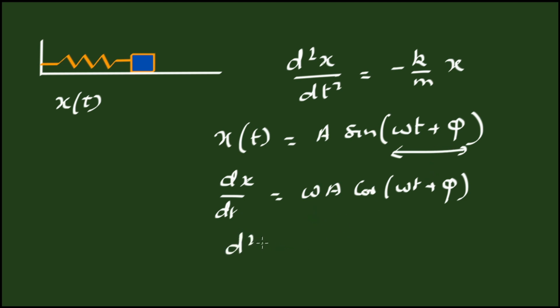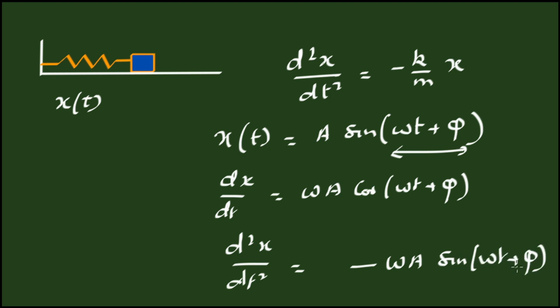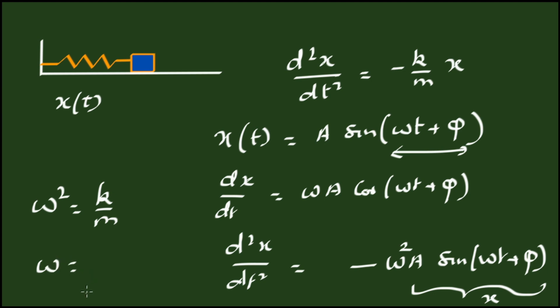The second derivative by the same logic is going to be minus omega a sine omega t plus phi when I differentiate it with respect to the argument. And once again by the chain rule, I get another omega. So you got this. Now this is nothing but x. So if I compare this with our differential equation, omega squared should be chosen to be k by m, or omega should be taken as root k by m. So finally we have this result.